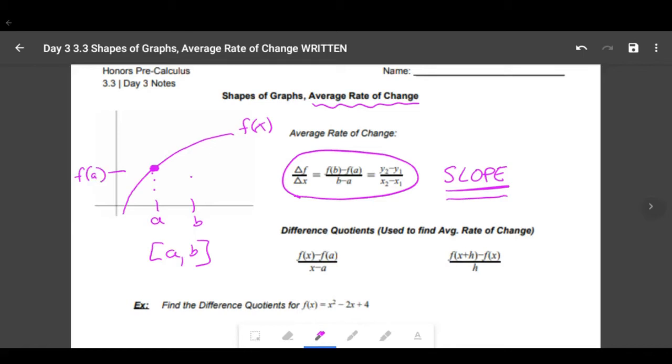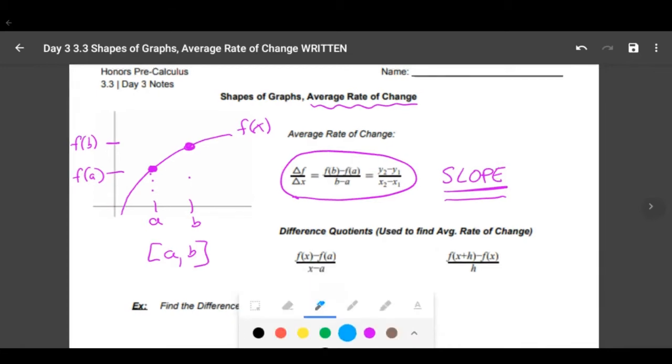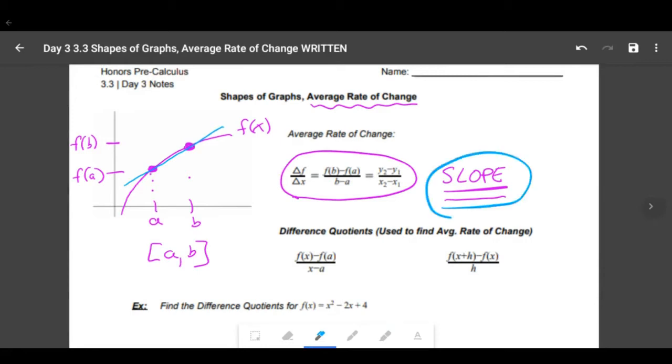If I go up from the B, I have that corresponding y value, right about there, we'll say. And we know that that's f of B. And so what I can do then is draw a line that connects those two coordinates, and then I can find the slope of that line. And that will be my average rate of change for a curve. All right, so it's very similar to what you did in algebra class, finding the slope equation, just that I got to find the coordinates on there.